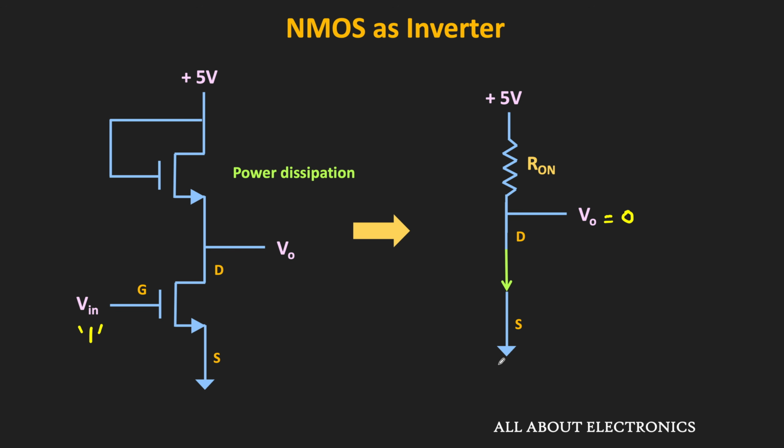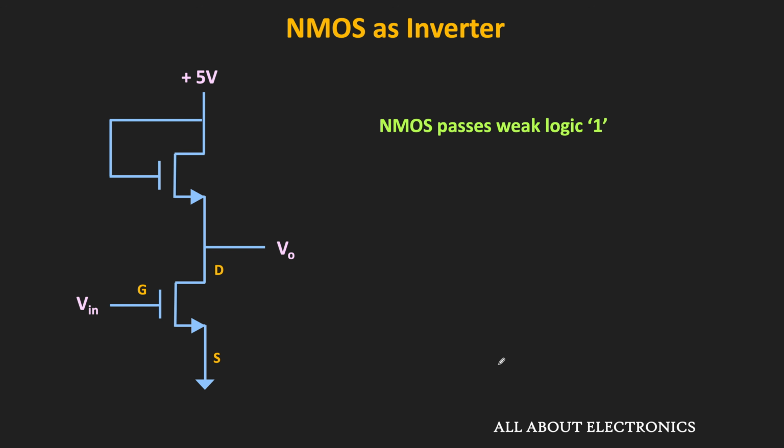Apart from this power dissipation, the other issue with the design is that this NMOS passes weak logic 1. That means whenever the input to the logic gate is logic 0, then ideally the output should be equal to VDD, or in this case 5 volt. But actually here the output voltage will not go beyond VDD minus VT. So let's say the threshold voltage of the MOSFET is 0.5 volt. That means in this case the output voltage will not go beyond 4.5 volt.